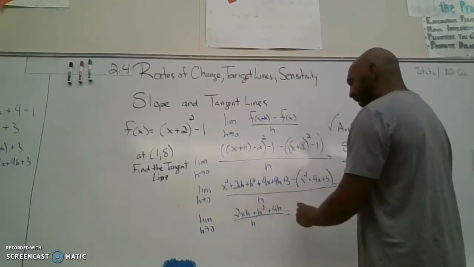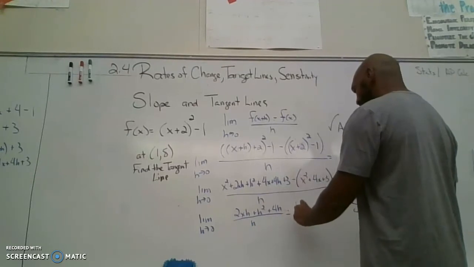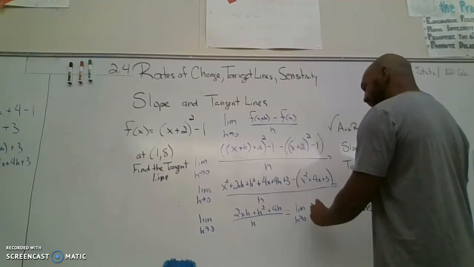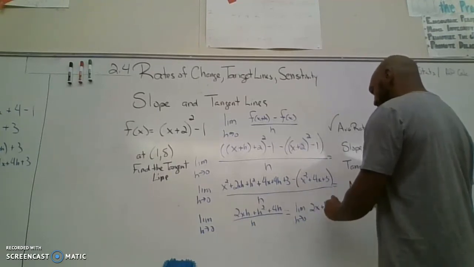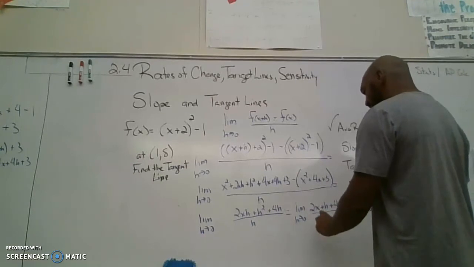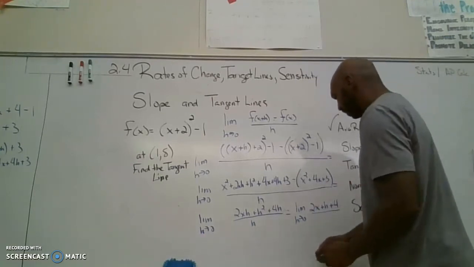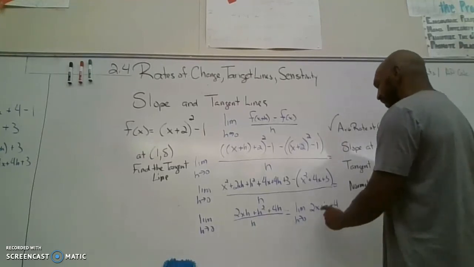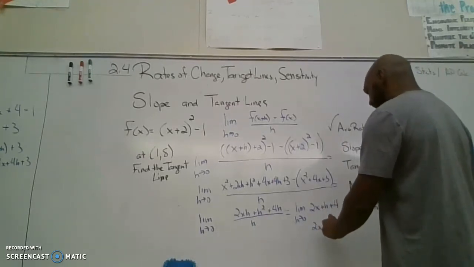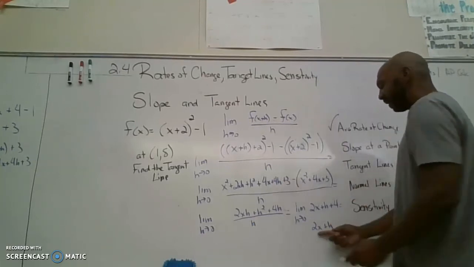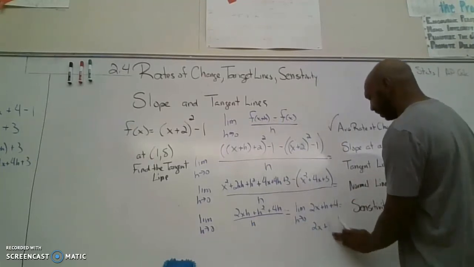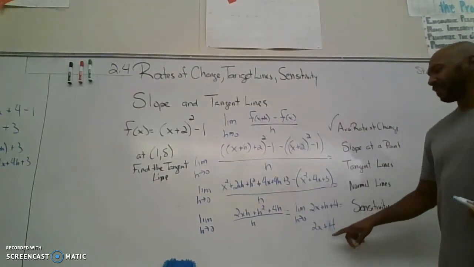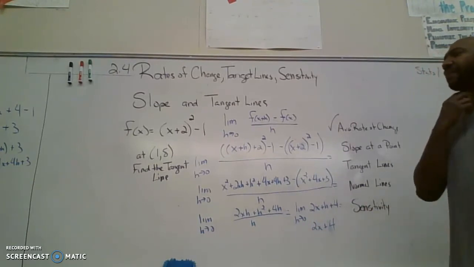I cancel out the h everywhere, and I end up with the limit as h approaches 0 of 2x plus h plus 4. And then when I evaluate this at 0, I end up with 2x plus h. Okay, I'm sorry, 2x plus 4.